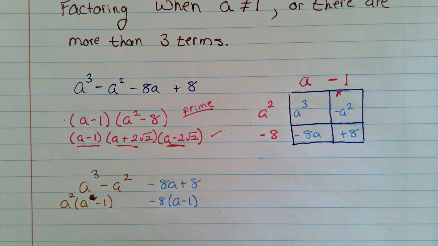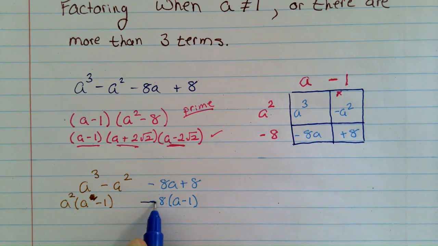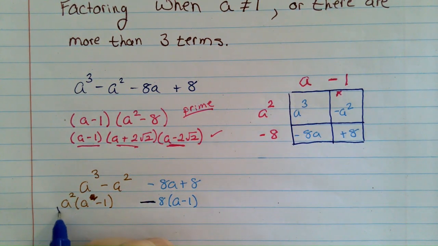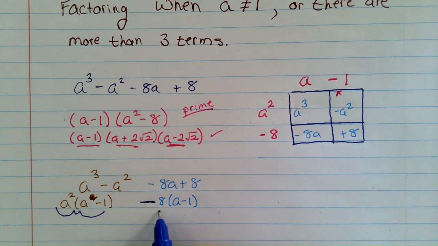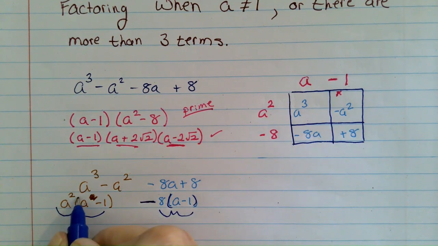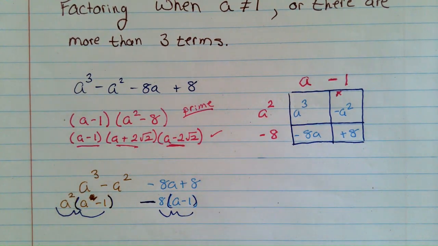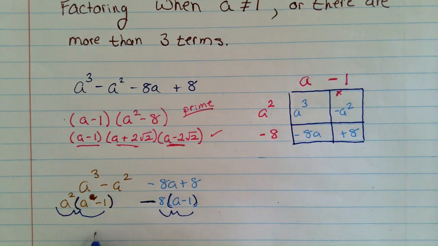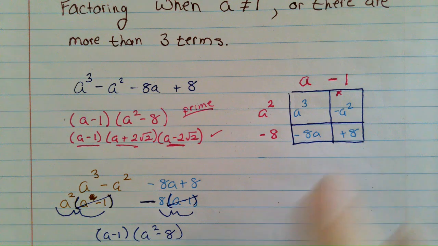So now we have two terms. And the reason why we have two terms is terms are separated by a plus or minus sign. And there's that minus sign. This is our first term. This is our second term. And they both have a common factor. They both have a parenthesis. So when I bring that parenthesis out to the front, and I take it out of each of them, it would leave me with an a squared minus 8, which is the same thing we got when we did the box.